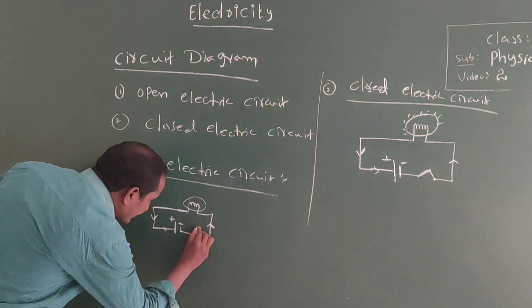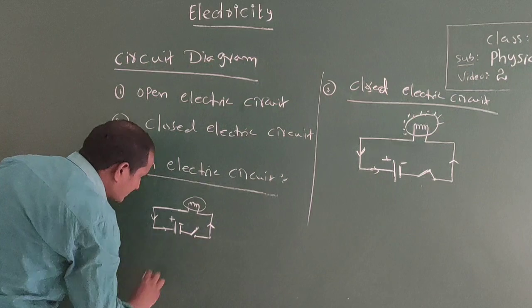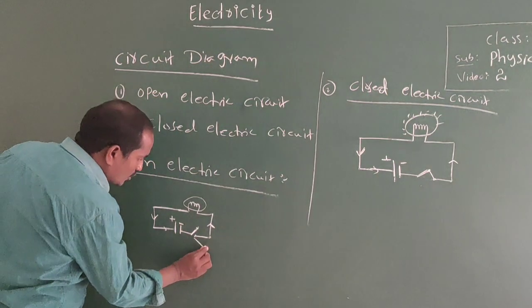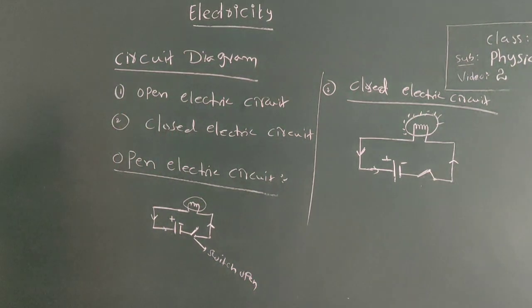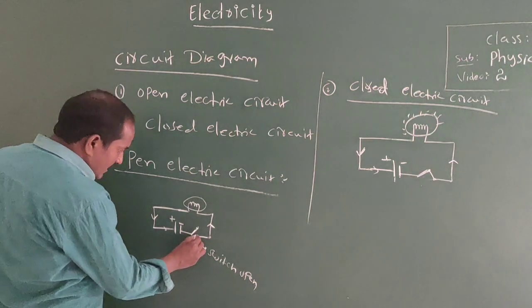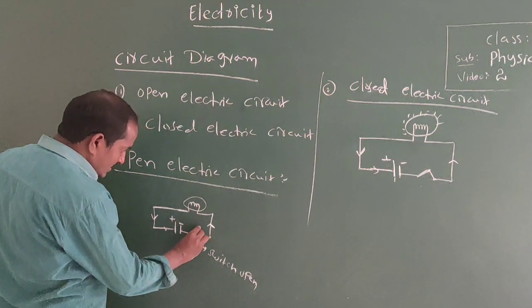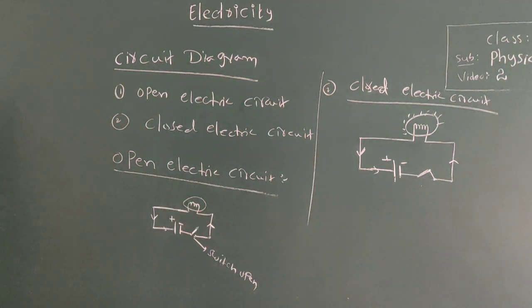Here there is no connection between the positive and negative terminal because the switch is open. So that's why the bulb is not glowing. The wire should not have any discontinuity. When the switch is in the off position, the circuit is not completed, so it is said to be an open circuit. No current flows through any part of the circuit.